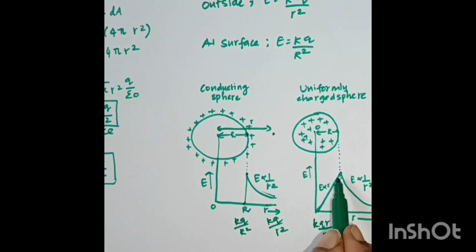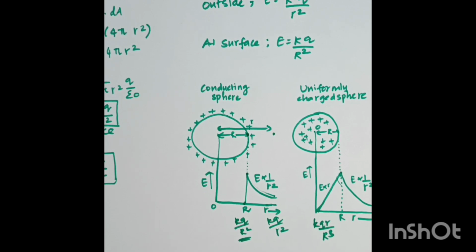At the surface, we know it is the maximum value, the same as that of the shell, that is KQ by capital R square. Then after that, it is inversely proportional to small r square, that is KQ by r square, the same one. So the graph is like this. So this is all about the conducting sphere and the uniformly charged sphere.